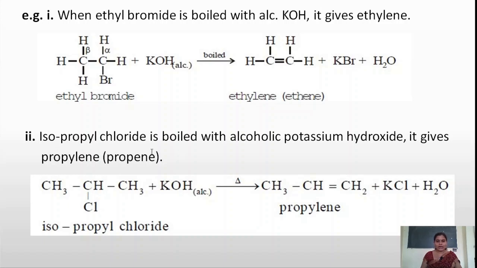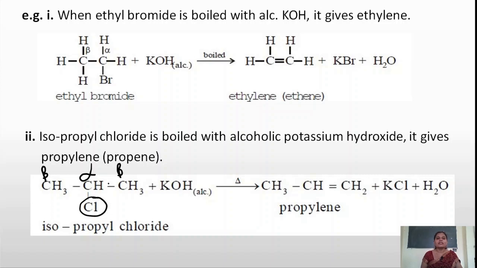When isopropyl chloride is boiled with alcoholic potassium hydroxide, it gives propylene or propene. So this is the example. Now in this example there are 2 beta carbons with hydrogens, because this is the alpha carbon, since this chlorine is attached to this carbon, and these 2 are the beta carbons because these 2 carbons are adjacent to this carbon. So when we remove hydrogen from this carbon, we will get the product CH3CH double bond CH2.